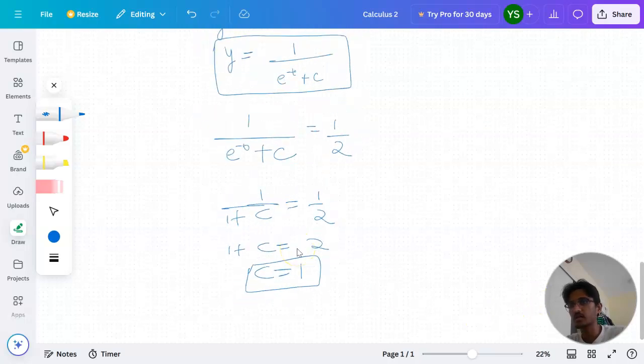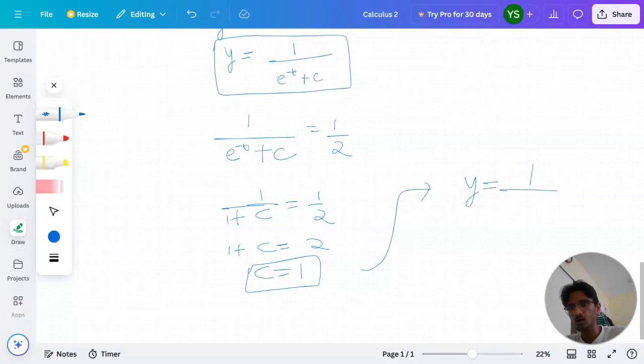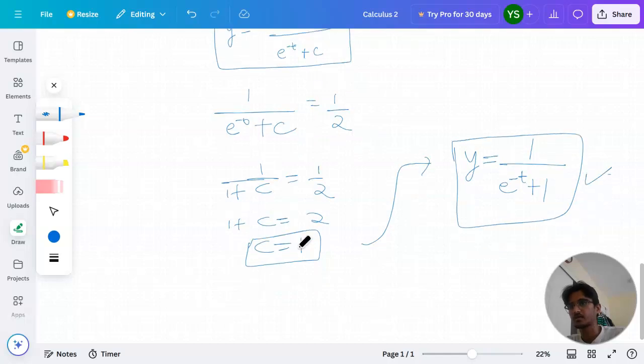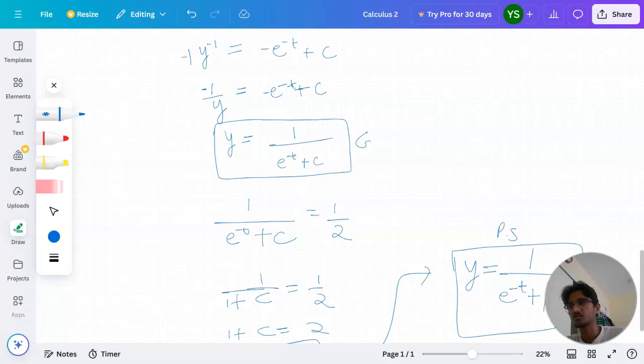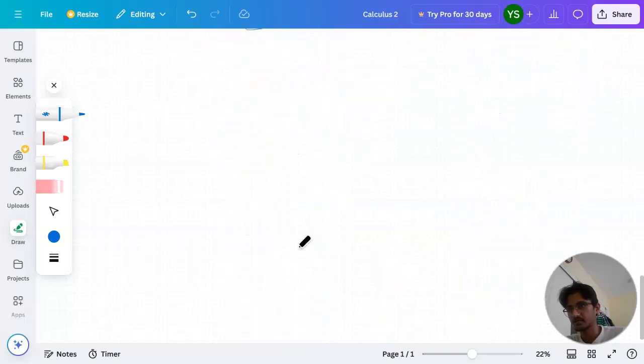Since we found our c, the particular solution is y equals 1 over e to the t plus 1, with that being our c value. That is our answer. This is our particular solution, which I'm going to write as PS, and this is our general solution, which I'm going to write as GS.